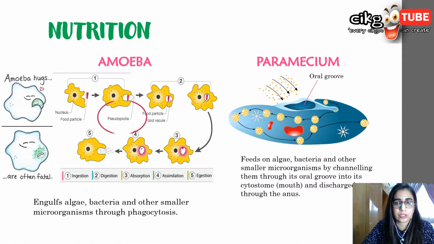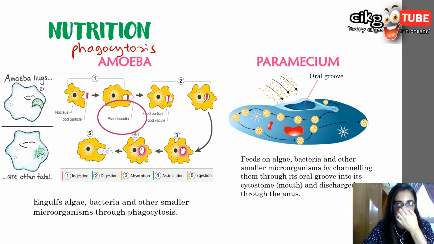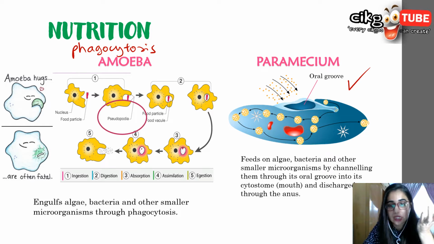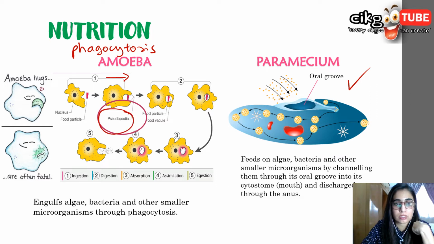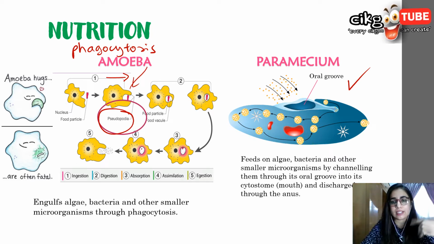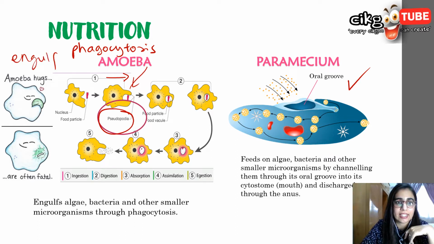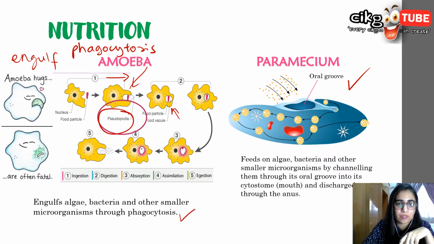Now let's look at nutrition. For nutrition, there are two different processes. Amoeba undergoes phagocytosis, and paramecium uses its oral groove, which is like the mouth of the paramecium. Amoeba will move towards the bacteria using its pseudopodia to trap its food. Pseudopodia are like the false feet of amoeba. It moves and then goes in, not hug actually, engulf. The word is engulf. It engulfs the food particles, and then digests the food particles, breaking them down into smaller parts through phagocytosis.